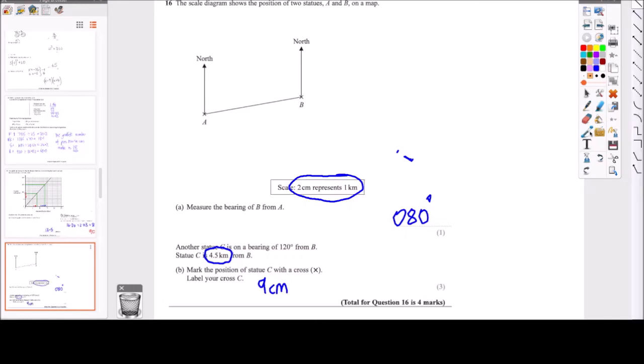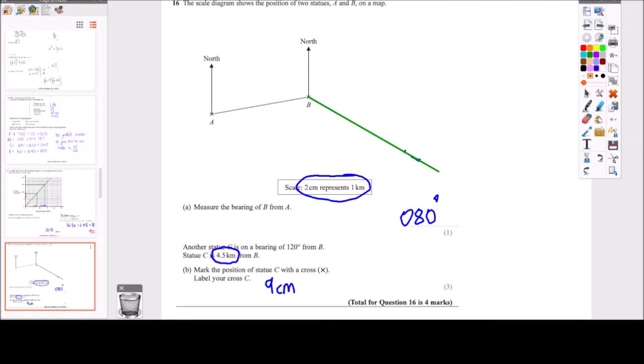Now, I can't draw a line and measure at the same time. But imagine this is a ruler, okay? You're going to need to come along 9 centimeters on that angle. So let's say that was 9 centimeters long, okay? And mark the position of statue C with the cross X. So basically, that's going to be where my C is, providing that is 120 degrees. And you have made that length there exactly 9 centimeters long.